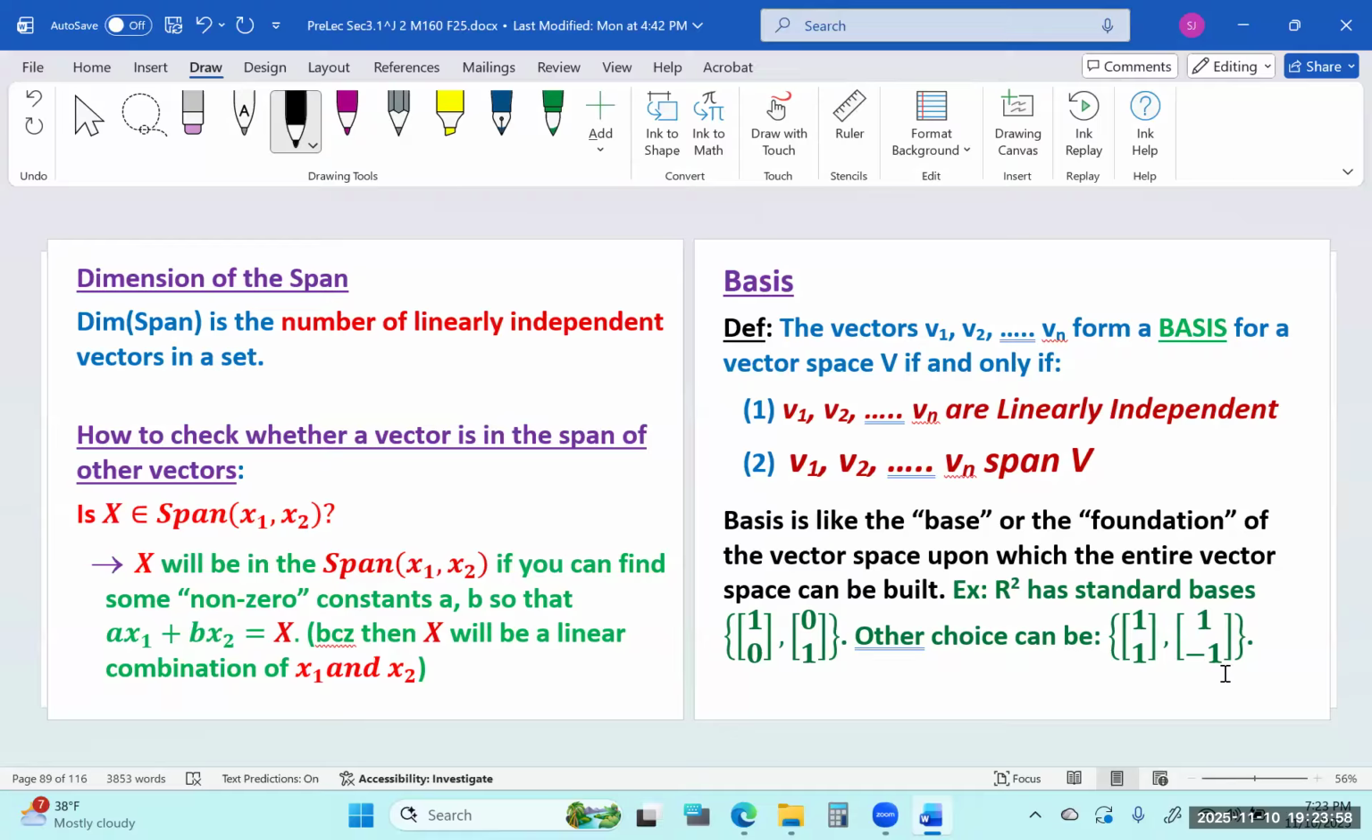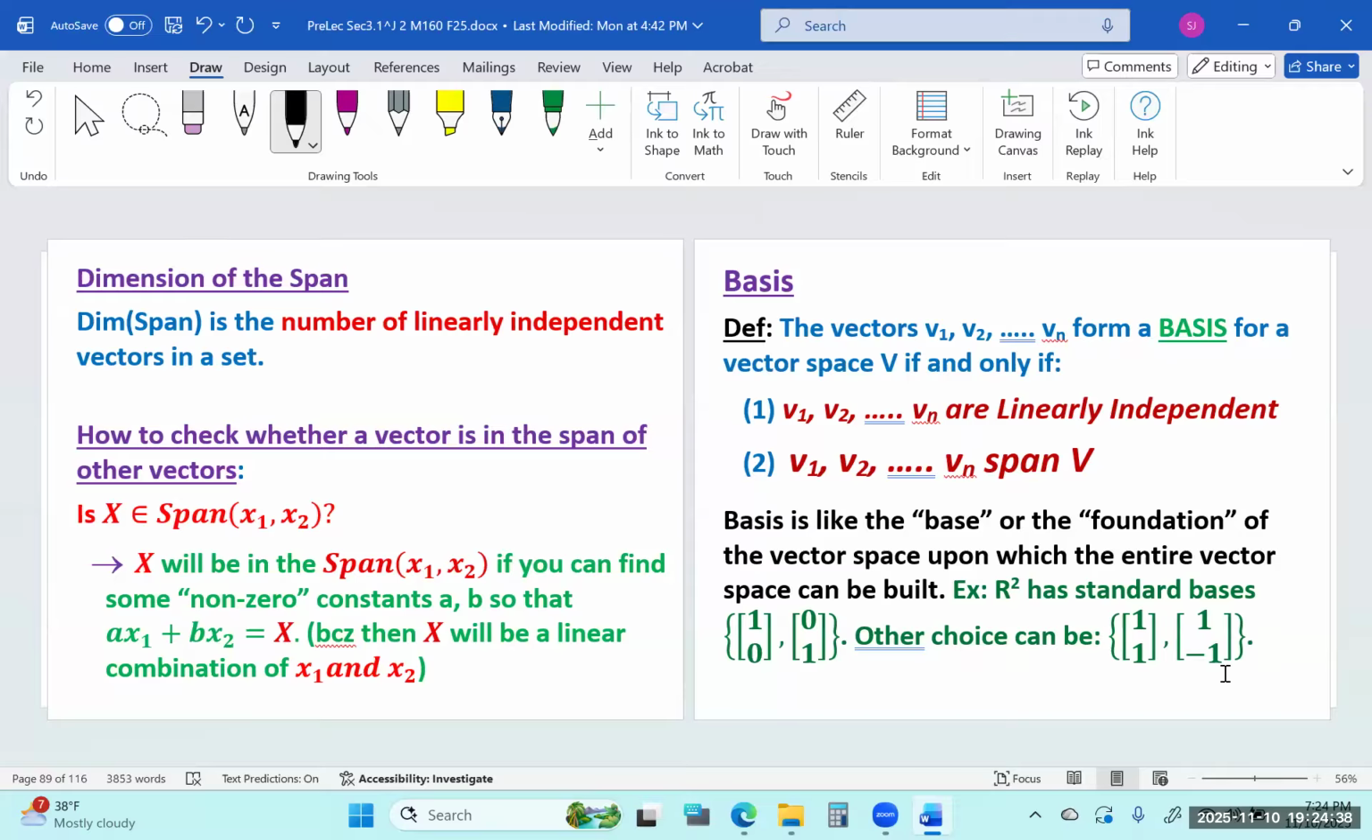If they are the same, then, not span, sorry, dimension of your what? Yeah, dimension of the span is the number of linearly independent vectors. So if the dimension of the span and the dimension of your space are the same, then the set forms a basis. What is a basis? It's like the foundation of the space. The entire space can be built upon those foundations, those bases, and they are not unique. R2 doesn't have only one set of bases. It can have infinitely many sets of bases.